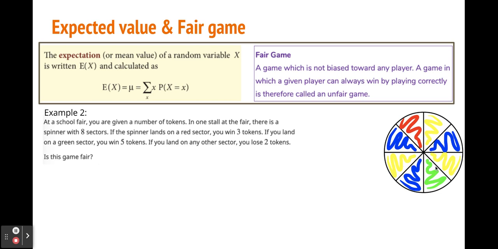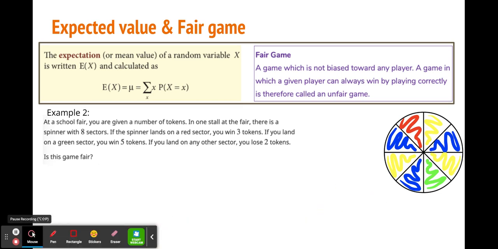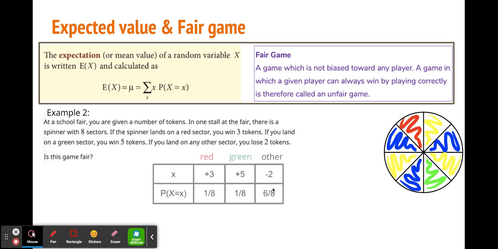So we see we have our different sections. Each section is divided in equal parts, so all of these represent 1/8. The first thing we're going to do is build a probability distribution table to understand the different outcomes. Now, the different outcomes we have are winning 3 tokens, winning 5 tokens, or losing 2 tokens. So for this distribution, I have the 3 tokens, 5 tokens, and losing 2 tokens. The sign is very important, so make sure that you identify the winning with positive and losing with negative.